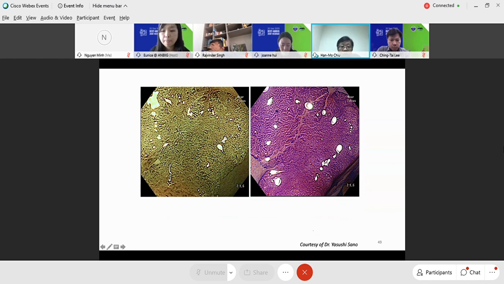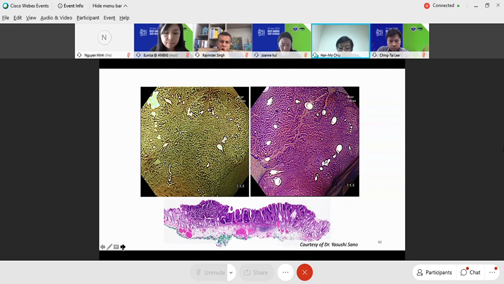And after narrowband imaging with magnifying observation or crystal violet staining, we can see a type 2B capillary pattern and type 5I Kudo pit pattern. And this case finally turned out to be a high-grade dysplasia, or what we call the carcinoma in situ.